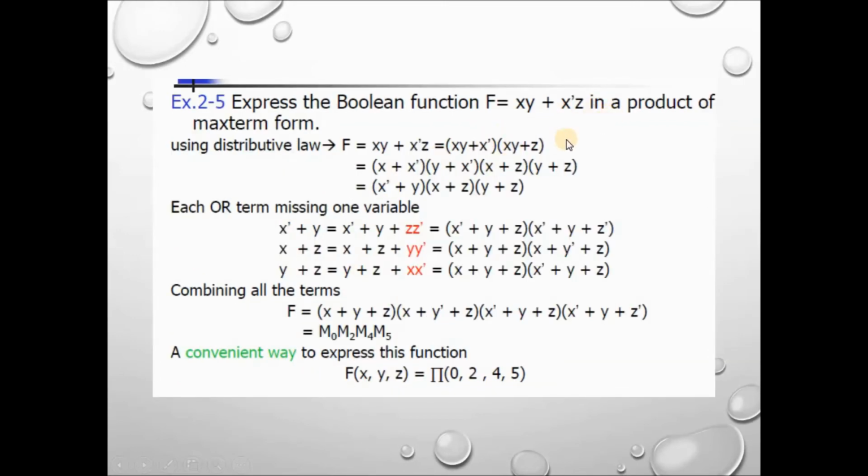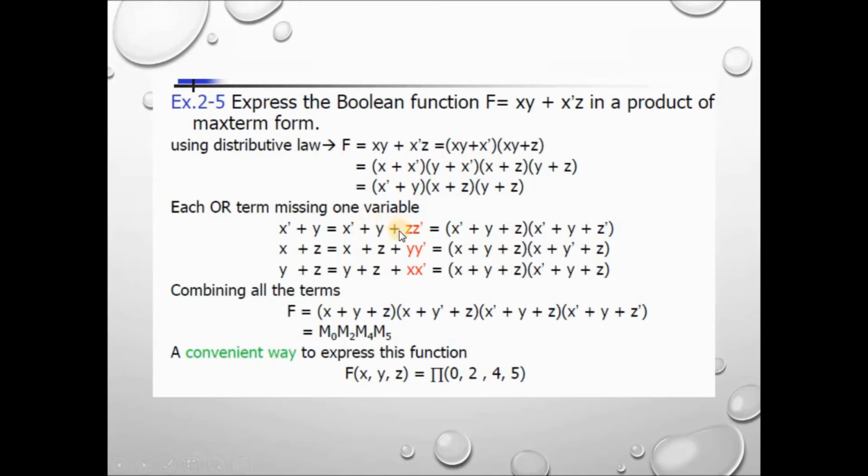So this is product of sum or max term. The same thing you are doing here. X, Y, Z is not there. X, Z, Y is not there. So here X, Y plus X, Y plus X bar, X, Y plus Z bar. What is it doing? This is the distributive law, or you can write like this also: X bar plus Y is equal to X bar plus Y plus Z bar. So you can use this also.